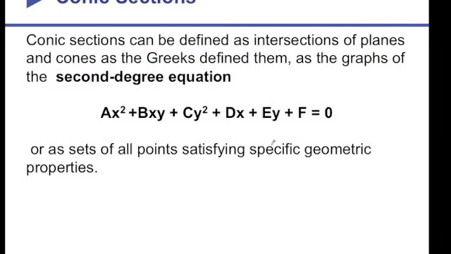Conic sections can be defined as the intersections of planes and cones, as the Greeks defined them, as the graphs of the second degree equation ax squared plus bxy plus cy squared plus dx plus ey plus f equals 0, or as sets of all points satisfying specific geometric properties. Here are pictures of those intersections of cones and planes.